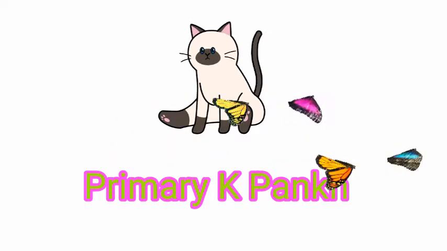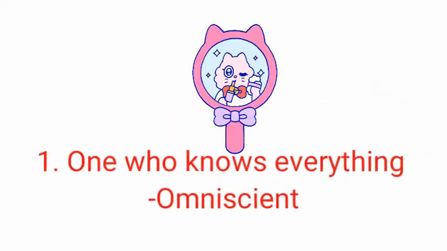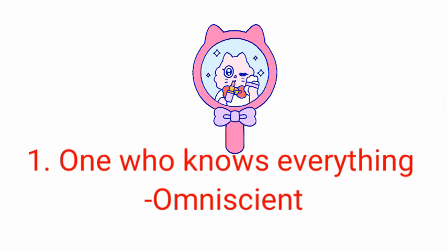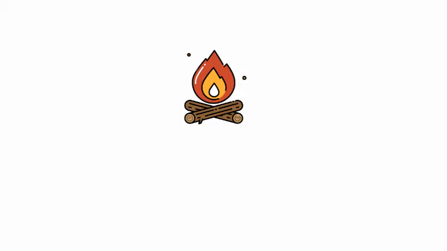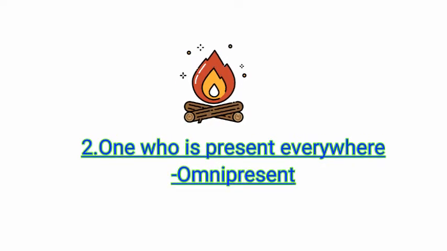Number one, one who knows everything is called omniscient. Number two, one who is present everywhere is called omnipresent.